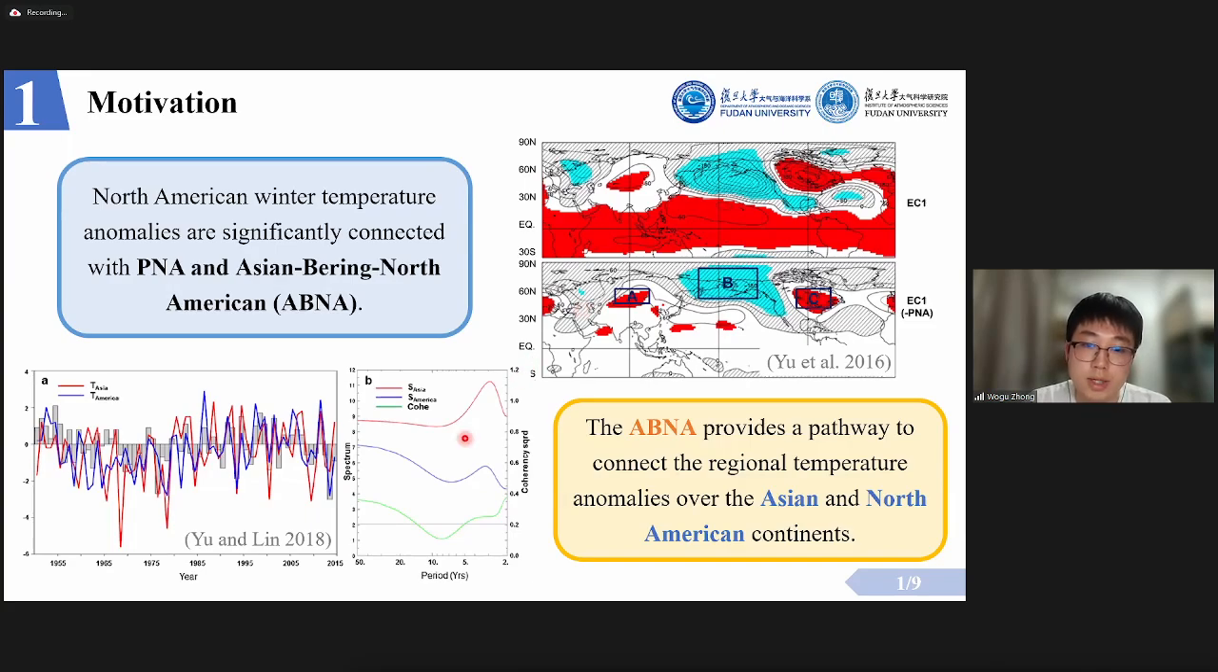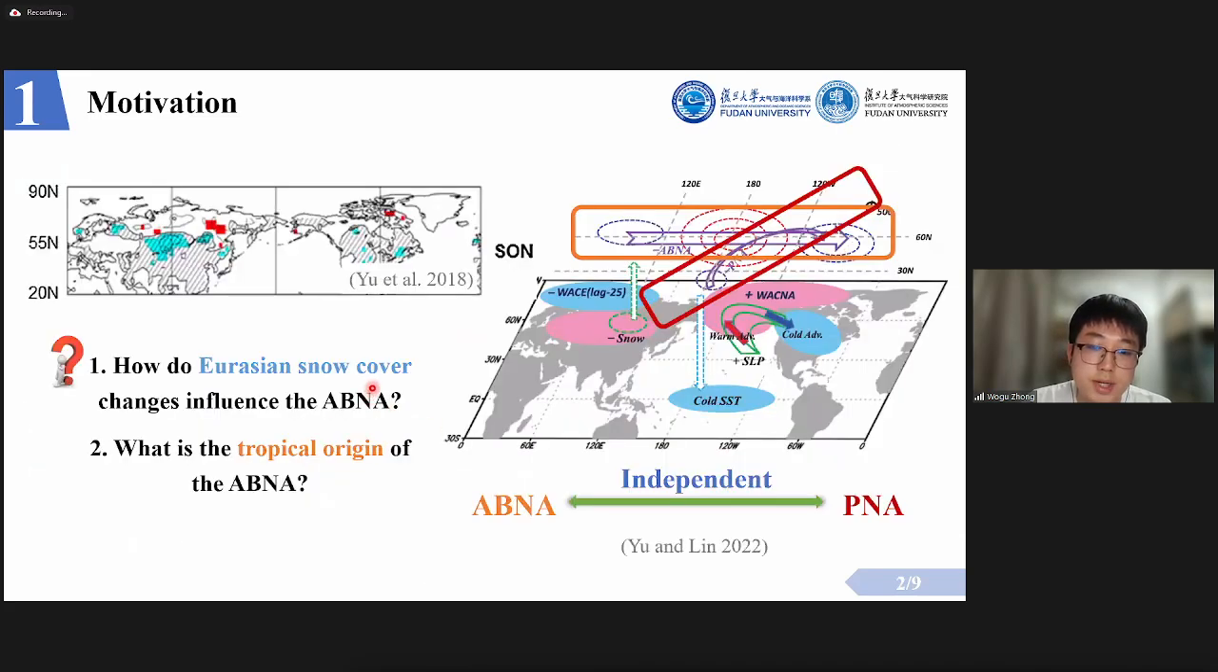The ABNA is not only related to North American winter temperatures, but also to temperature anomalies in Asia. Therefore, the ABNA provides a pathway to connect in-phase temperature anomalies over these 2 continents. Further investigation suggested that the winter ABNA might be forced by snow cover anomalies over Siberia in the previous autumn. However, the underlying physical mechanisms are still unclear.